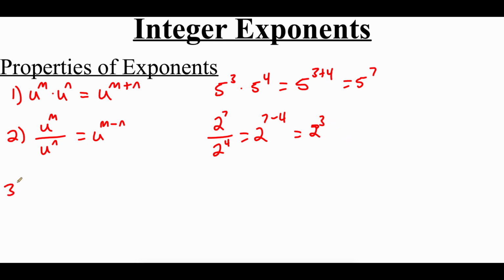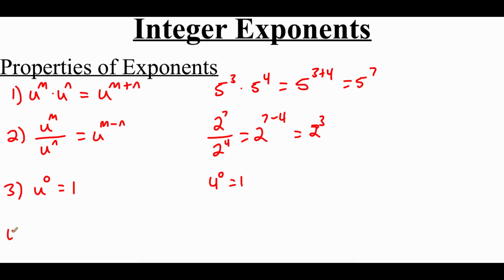Now 0 is a special power. If we take u and raise it to the 0 power, if we take any base number and raise it to the 0 power, the answer we get is always going to be 1. So if we take 4 to the 0 power, we get 1. If we were to take 8 and raise it to the 0 power, we'd get 1. If we took 1,000,000 and raised it to the 0 power, we still get 1.